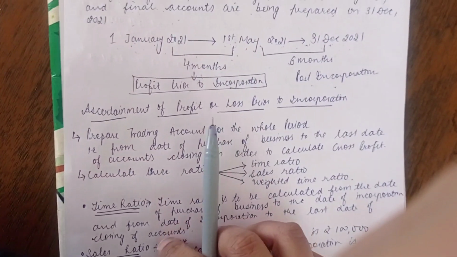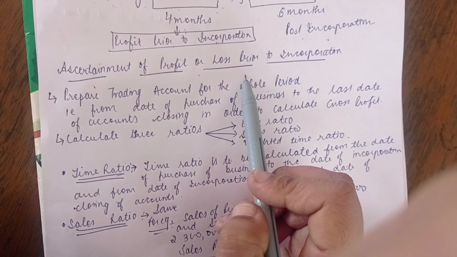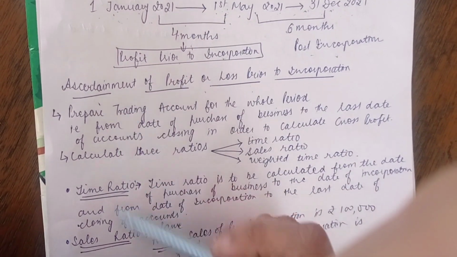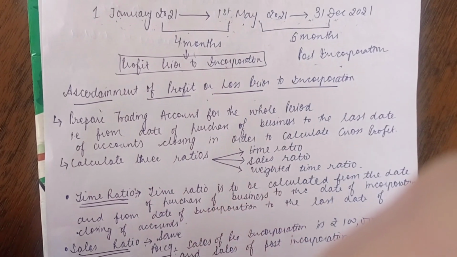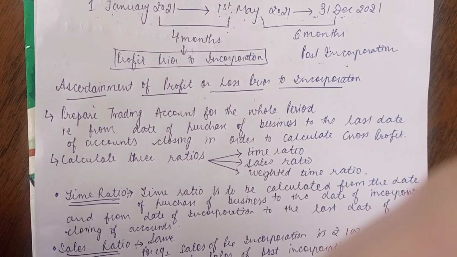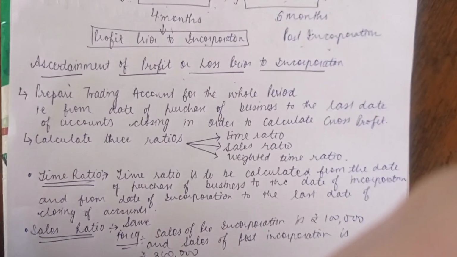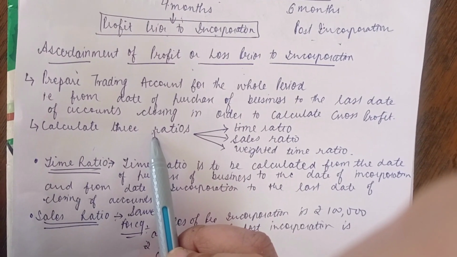Now we will discuss how to ascertain the profit or loss prior to incorporation. Now we will discuss the steps first. First of all, we have to prepare the trading account for the whole period, that is from the date of purchase of the business up to the last date where the books of accounts are to be closed, right? Then we can calculate three ratios here. Three ratios are very important for this purpose.